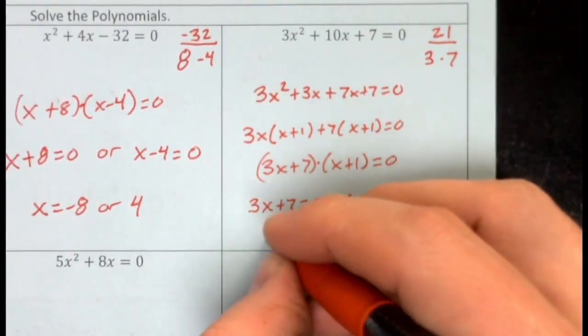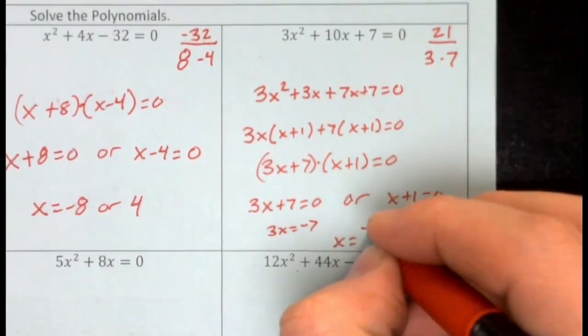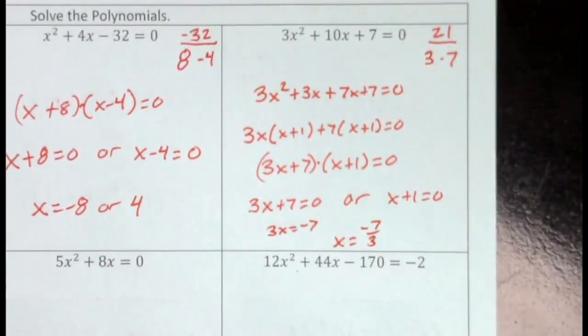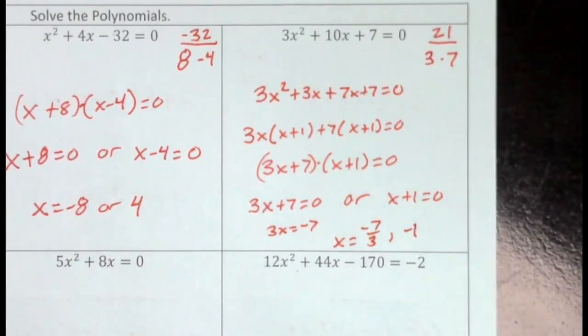Subtract 7. Divide by 3. So I get negative 7 thirds, or negative 1.